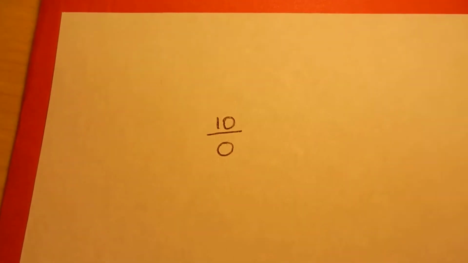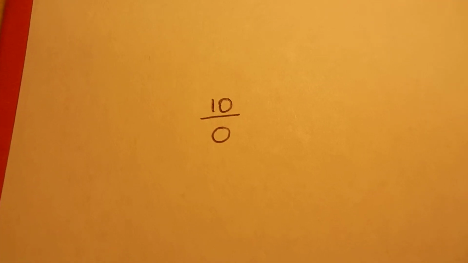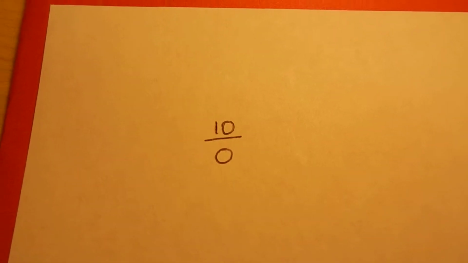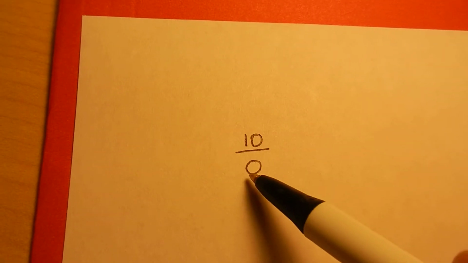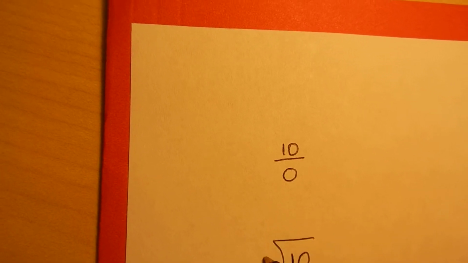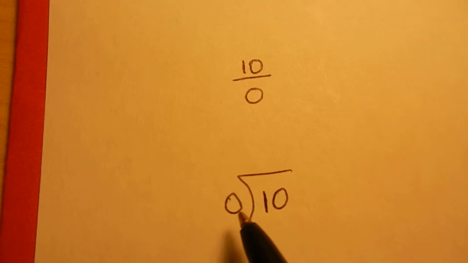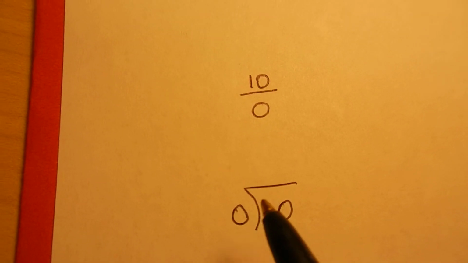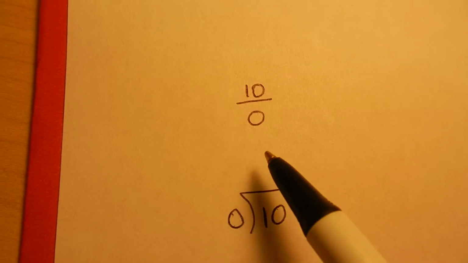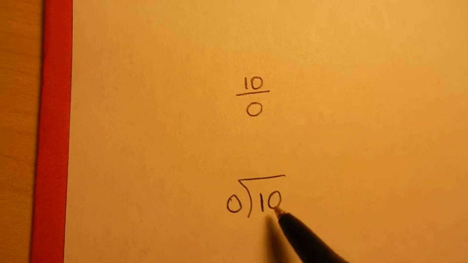Let's look at dividing by 0 and see what happens when we try to evaluate something like this. This is saying 10 divided by 0, and this could be written this way: 10 divided by 0. And in previous videos and previous knowledge, hopefully you can be thinking this: 0 times what will give you 10? Once again, 0 times what will give you 10?